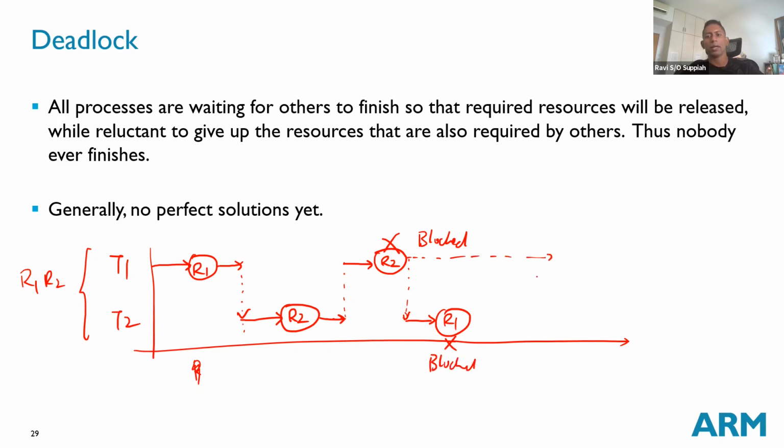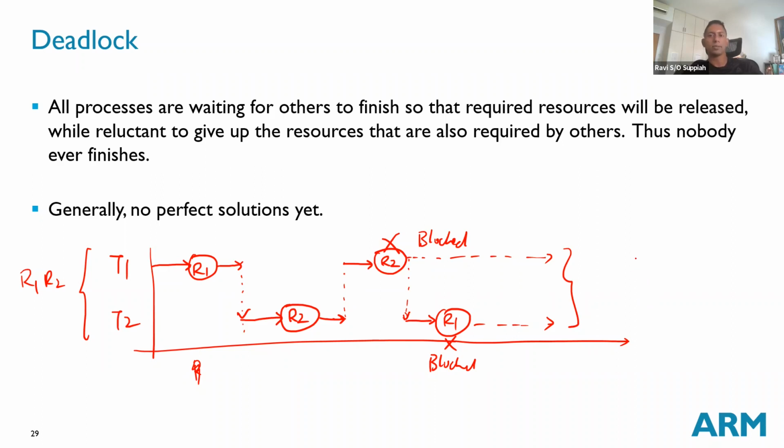So what happens? In the end, both of them become blocked forever, correct? Because task 1 is waiting for a resource that task 2 has, and task 2 is waiting for a resource that task 1 has, and both of them need each other's resource to finish up their code or finish up their function.